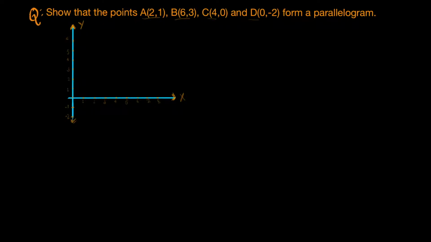Let me change the pen for this. This works, great. So the first point is point A, which is at (2, 1). That means we go 2 units in the x direction from the origin and 1 unit in the y direction. So that is point A. Now, point B is at (6, 3). So we go 6 units from the origin in the x direction and 3 units vertically. That leaves us here, approximately, and that is point B.